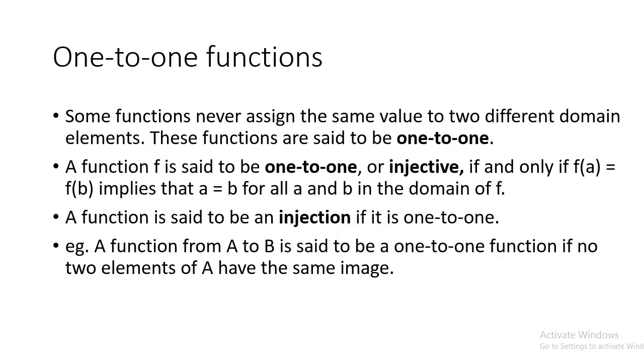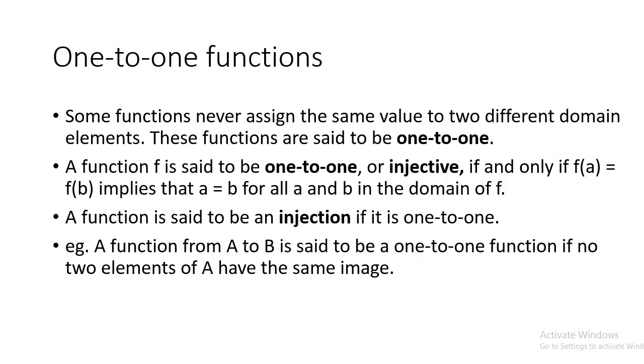Next. Now we are studying the types of functions. There are different types of functions: one-to-one functions, onto functions, and one-to-one onto functions. Let's see the first type, called a one-to-one function. What is the definition of a one-to-one function? Some functions never assign the same value to two different domain elements. So these functions are said to be one-to-one.